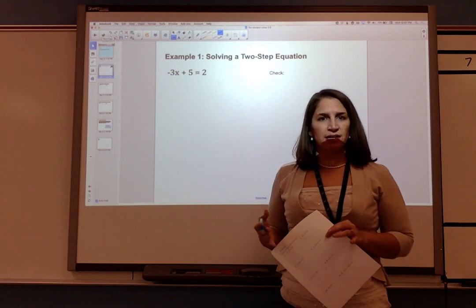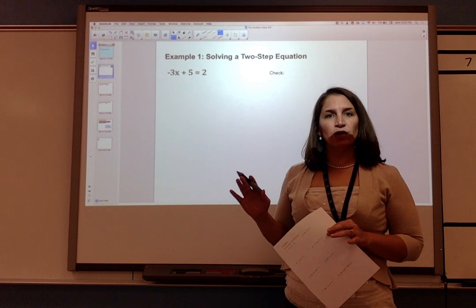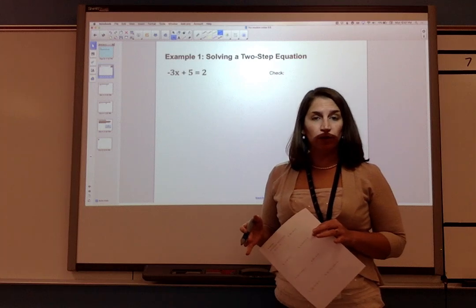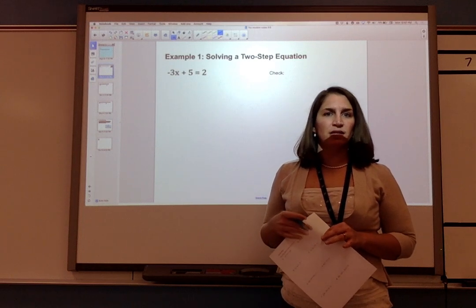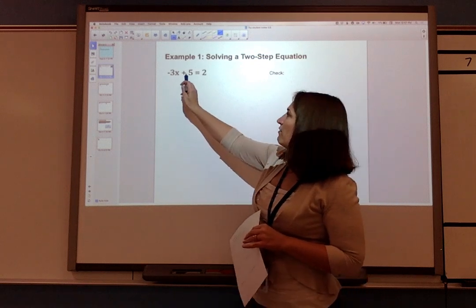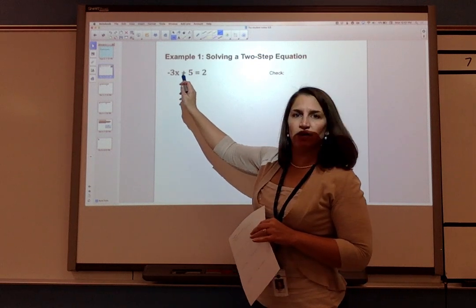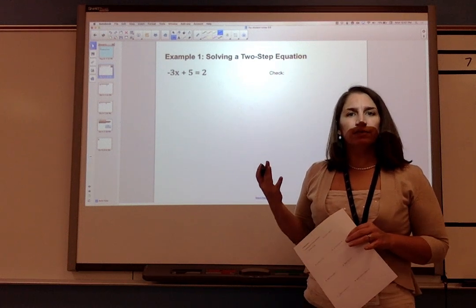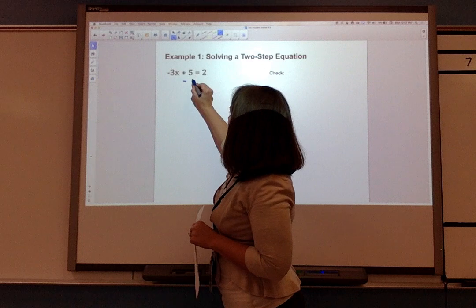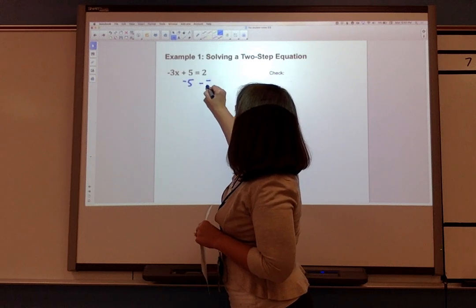Anytime we have a multi-step equation, our first goal is to get all of the terms that have a variable attached to them on one side of the equation and all of the constants on the other side. So I have a variable term and a constant on the left, and I have just a constant on the right. So I'm going to subtract 5 from both sides to get all of the constants on the right.